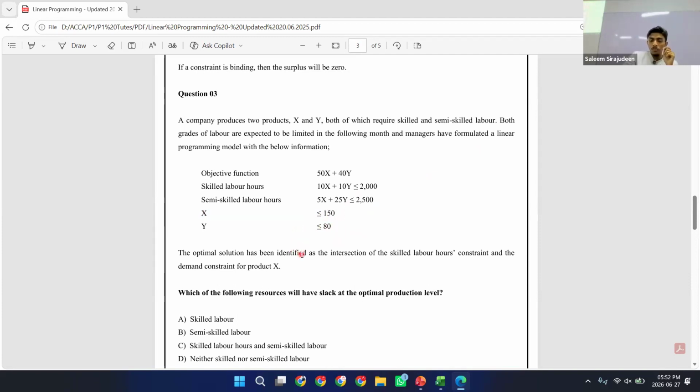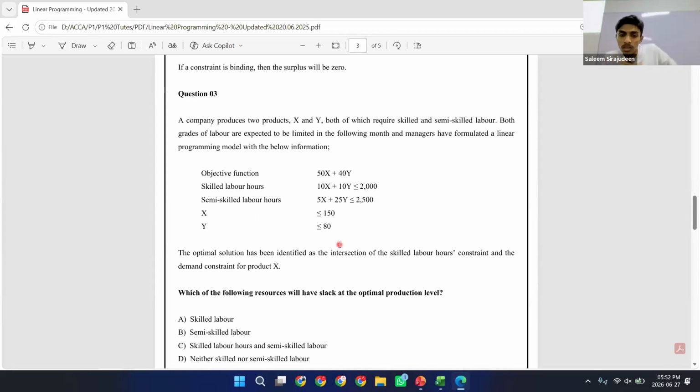The optimal solution has been identified as the intersection of the skill labor hours constraint and the demand constraint for product X, which means now here for X you will draw the demand line. It will be a vertical line like this. For X it is 150 now. You will draw a demand line. Okay. And Y you will draw a demand line like this. However, you will have the limiting factor constraint lines also. The optimal solution they are telling, that's the point where your skill labor hour constraint and the demand constraint, those two constraints are getting intercepted, those two constraints are getting cut, right?